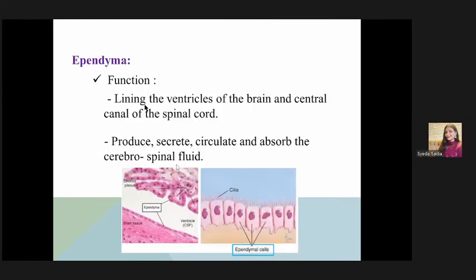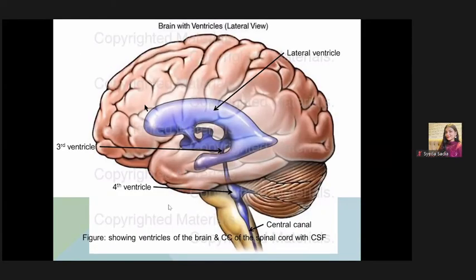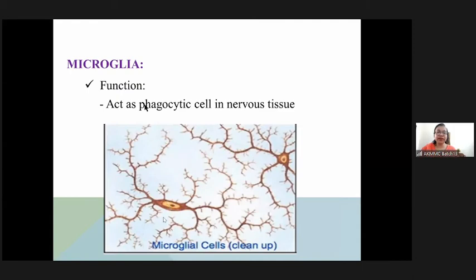Okay. Now, microglia, the smallest cell, microglial cell, a supporting cell. What is the function of this type of cell? Phagocytosis.